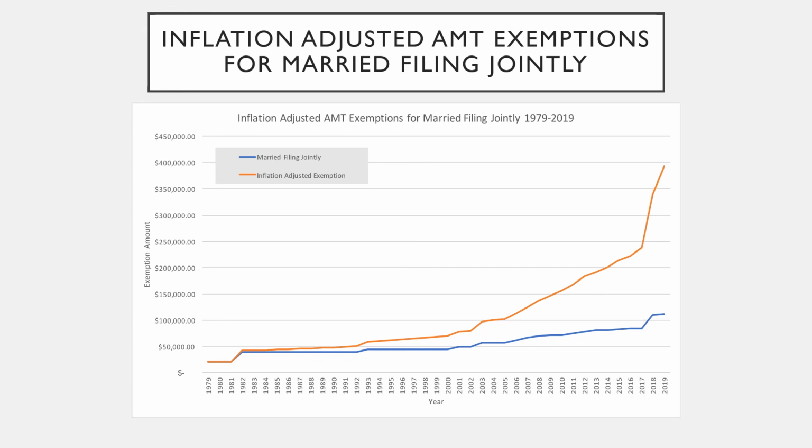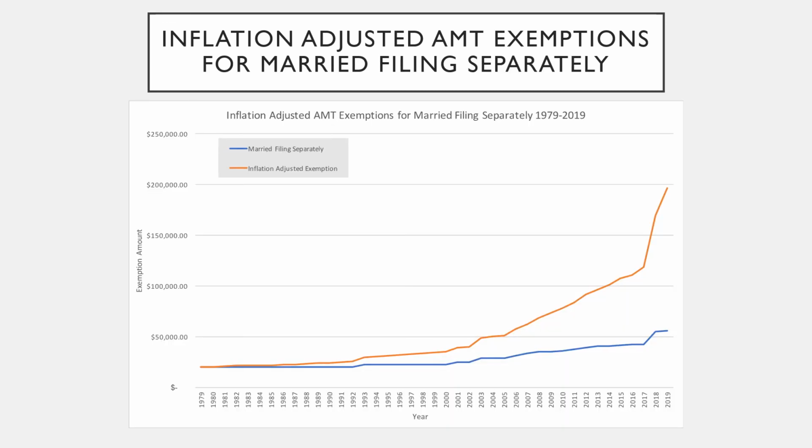In 2019, the actual exemption amount was $111,700 compared to the inflation-adjusted exemption amount of $393,435.23. Again, the significant difference in the exemption amounts is one of the main reasons the number of taxpayers subject to the alternative minimum tax has increased over time.